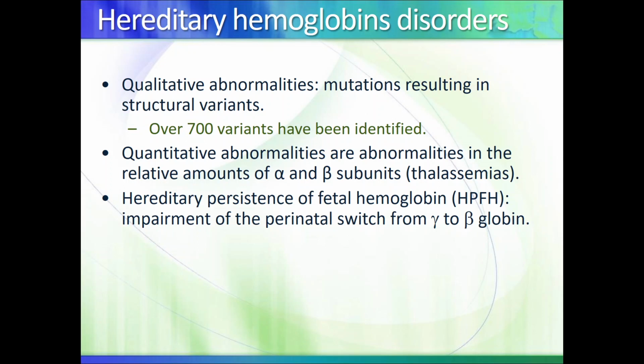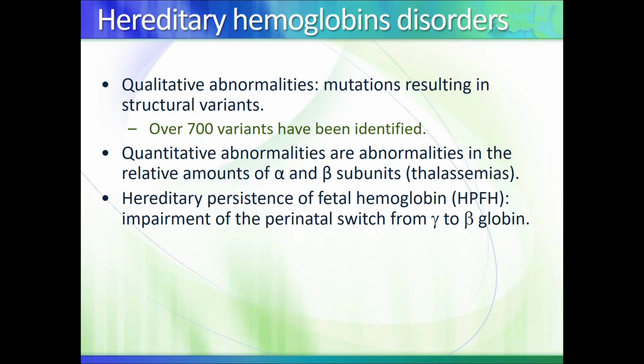These result from mutations in the globin genes, resulting in the formation of different structural variants or mutants. And there is a huge number of mutations that have been identified so far. It has been over 700 different types of mutated globin genes, globin mutations.